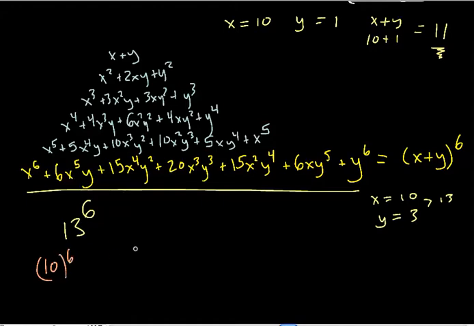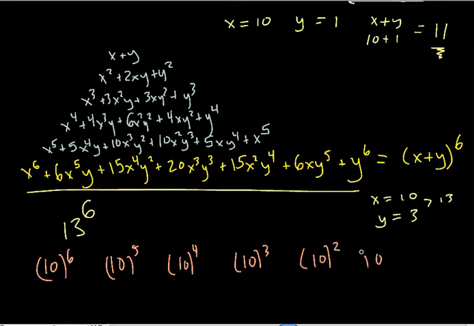I got one of those. I got a 10 to the fifth here, right? I got a 10 to the fourth. And actually, it looks like it just keeps going down, doesn't it? So 10 to the third, 10 squared, 10, and then I have 10 to the 0, or just 1. I'll just leave it there. Okay, so I got that.